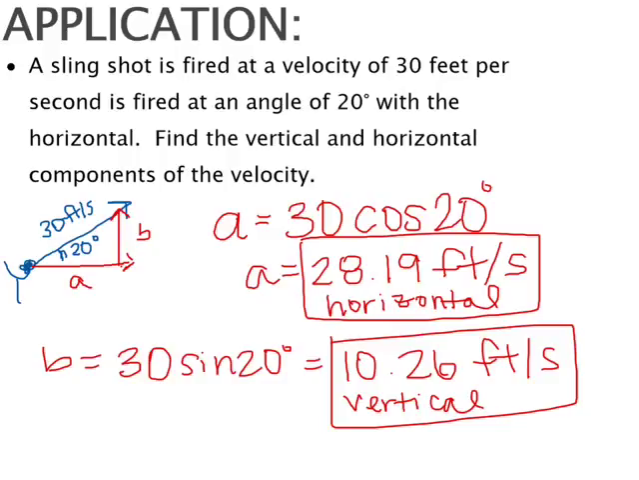Okay. So throughout all of today's lesson, we basically focused on the fact that the horizontal component is the magnitude times the cosine of the direction angle, and the vertical component is the magnitude times the sine of the direction angle.